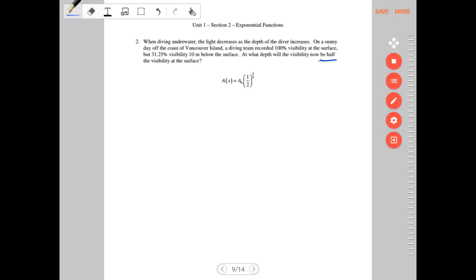So we know that originally it's at 100%, times 1/2. And at a depth of 10 meters, we know that there is 31.25% available. So how can we solve this? Well, first of all, I'm going to get rid of that 100 out front. So I'm going to divide both sides by 100. So 0.3125 equals 1/2 to the power of 10 divided by h.